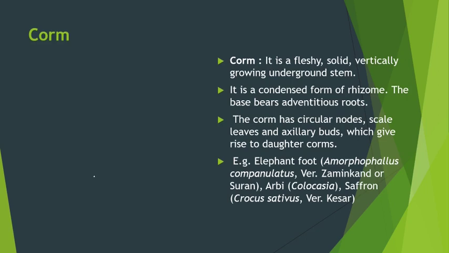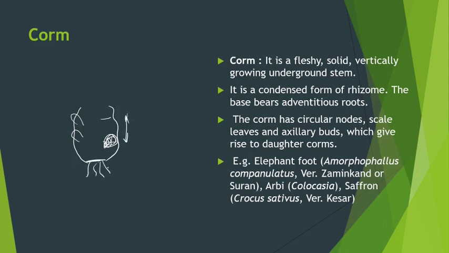Corm. Corm is a fleshy, solid, vertically growing underground stem. So it grows vertically. It is short and stout. It also shows branches. It has nodes and internodes, and it has scaly leaves and axillary buds, and it is fleshy and stout. Actually, the difference between rhizome and corm is only one: rhizome grows flattened, horizontal, prostrate, but corm grows vertically. It also produces adventitious roots.